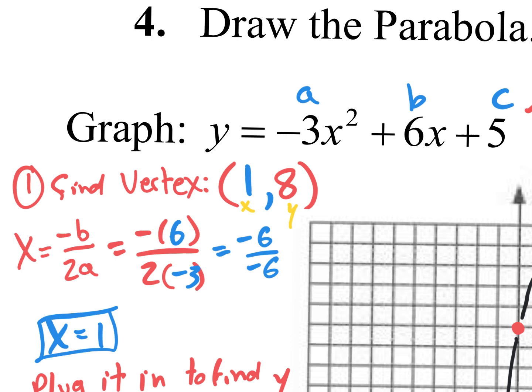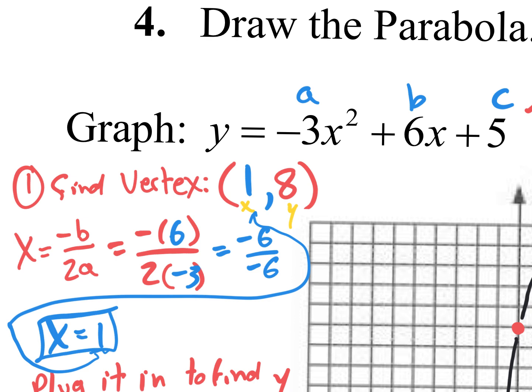And negative 6 over 2 times negative 3 is negative 6. Negative 6 divided by negative 6 is positive 1. So x equals positive 1. That is the x value of your vertex. So this x value right here is the x value of your vertex. Okay. Now you need to find the y value.